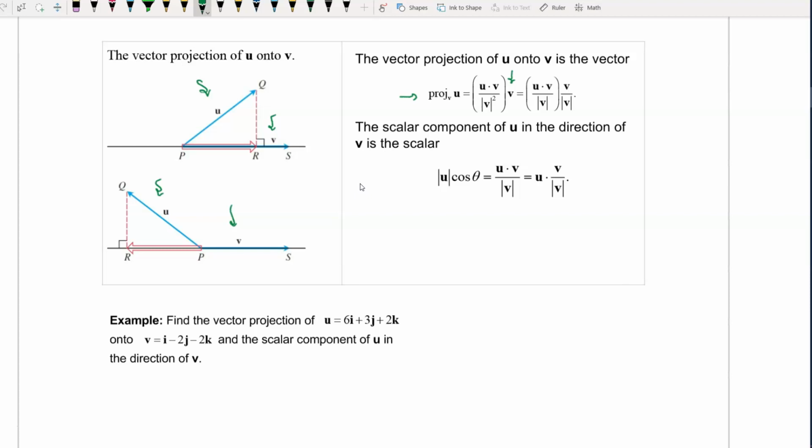The scalar component of u in the direction of v is the scalar length of u multiplied by cosine theta. That is equal to u dot v divided by the length of v, and this is equal to u dot what we have for direction, here is v divided by the length of v.